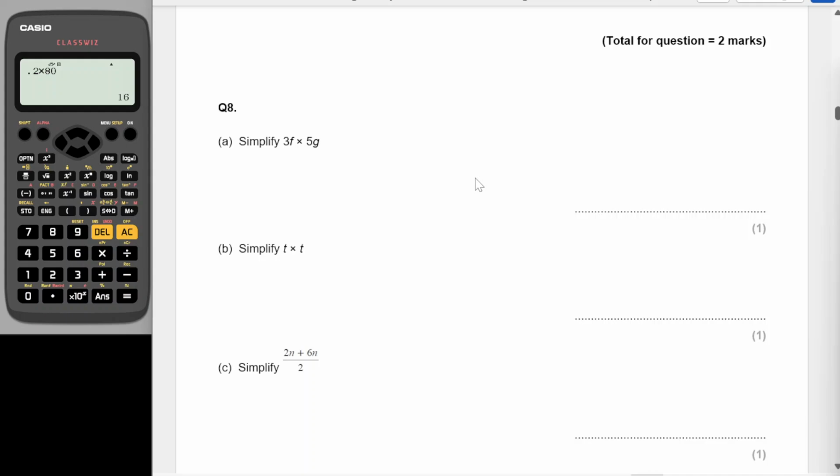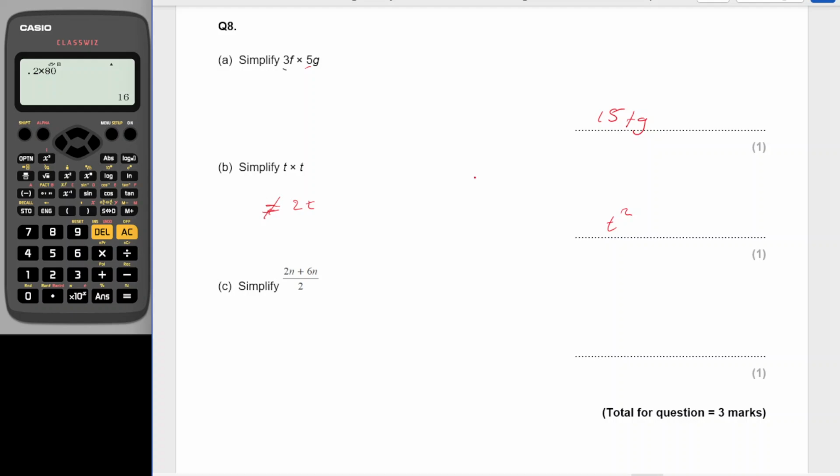Question 8, simplify. So we can only simplify the number part here. So 3 times by 5 is 15, fg or gf. Simplify t times t, that would become t squared. Common misconception is that it is equal to 2t. But t plus t would be 2t. T times t would be t squared.